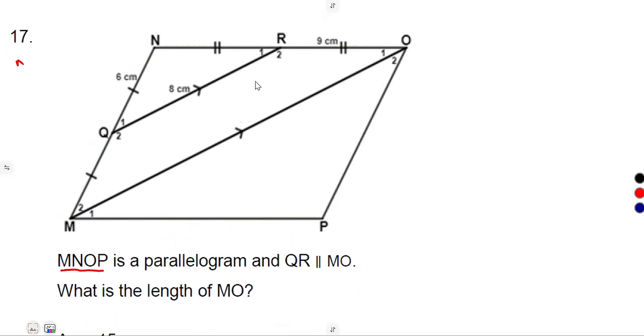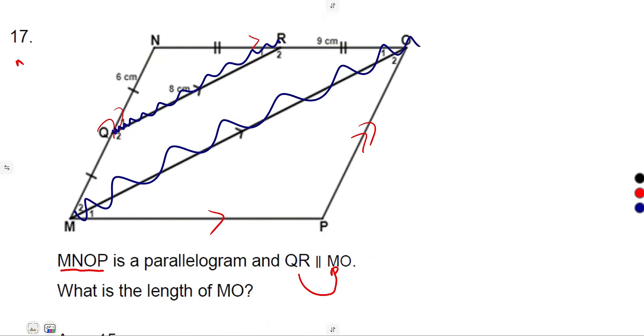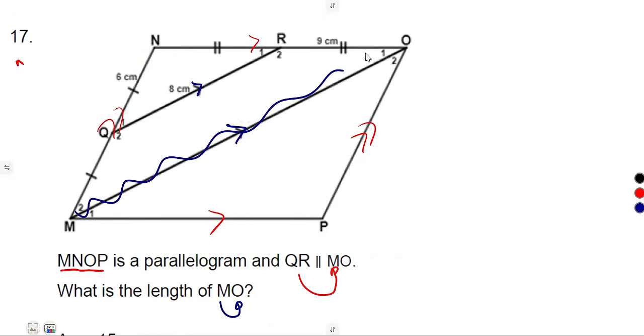A parallelogram. Remember, opposite sides are supposed to be parallel. Opposite sides, parallel and equal. Then we have something here. QR is parallel to MO. It is an adjustment from Q to R, M to O. All right, that part also is what? Parallel. What is the length of MO? From M to O, what is that length?